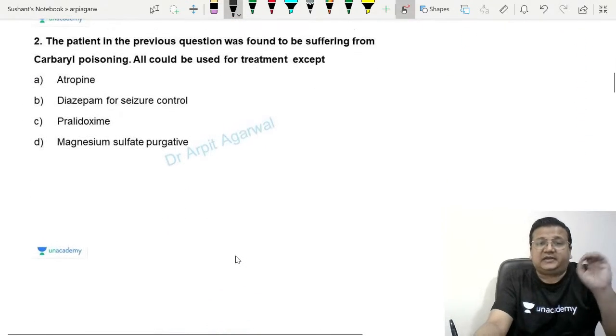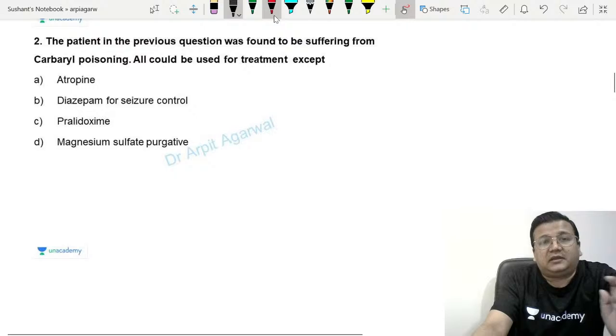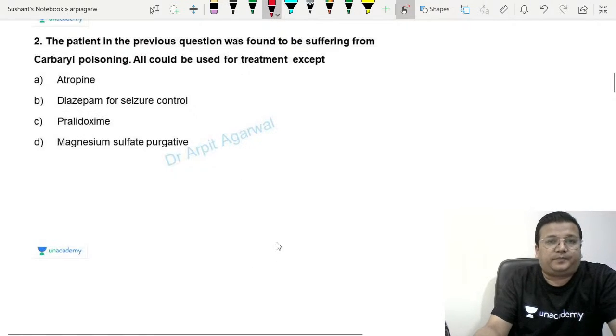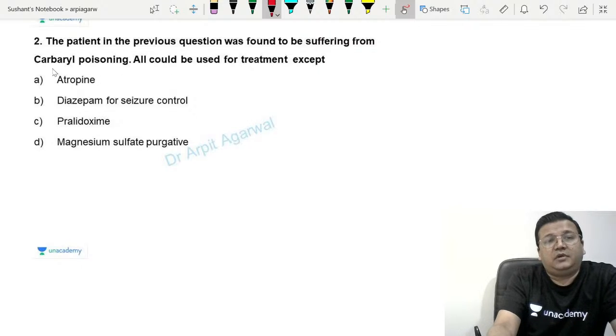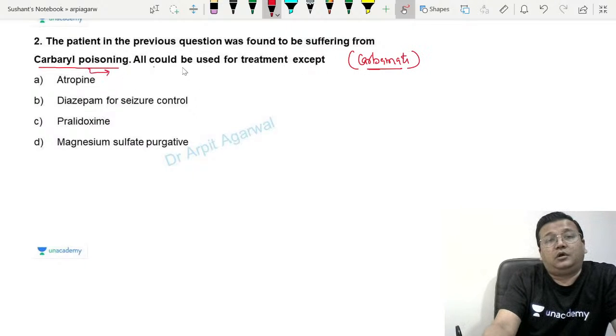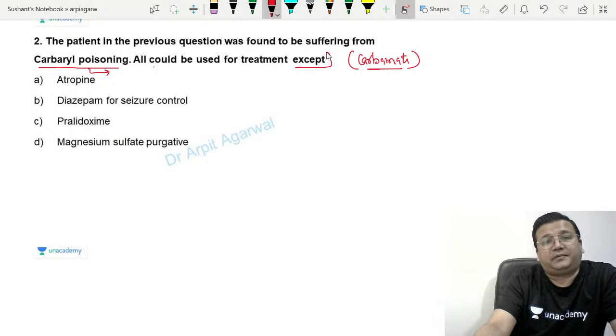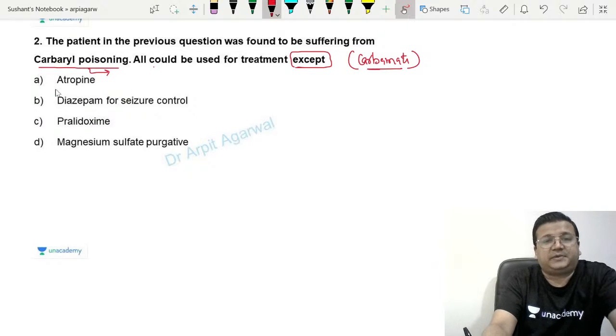Next question related to this. We will do the complete topic. I will tell you the topic in totality using clinical scenarios. The next question says that the patient in the previous question was found to be suffering from carbaryl poisoning, which we have diagnosed. What is carbaryl? It is a type of carbamate insecticide. All could be used for treatment except which of these, which cannot be used for treatment of this particular patient?